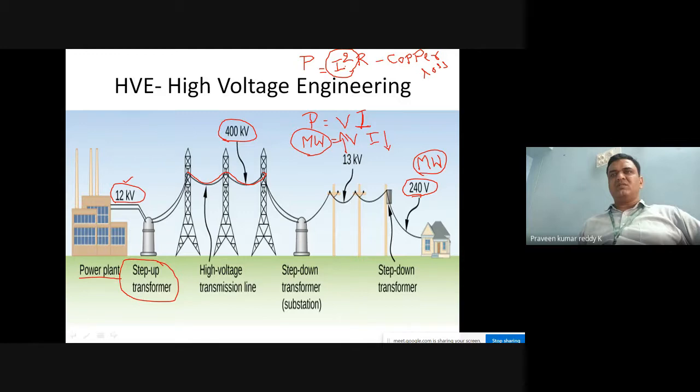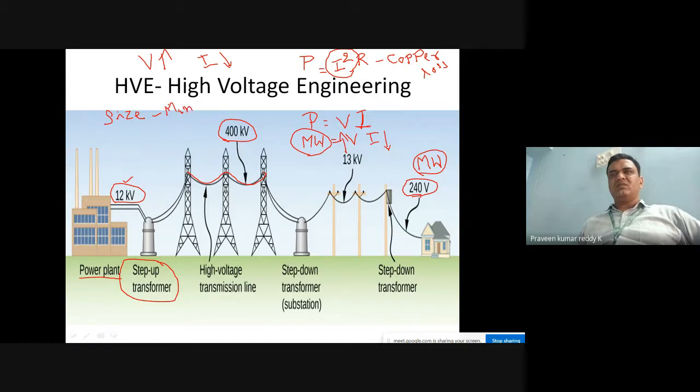The current I will be high only when the voltage is low, but I should not allow that. So for that reason, if I increase V to a very high value, I can decrease I to a very low value so that this copper loss can be minimized. That is, heating of conductors can be minimized, and the main point here is that the size of the conductors used for transmission of power is minimized.